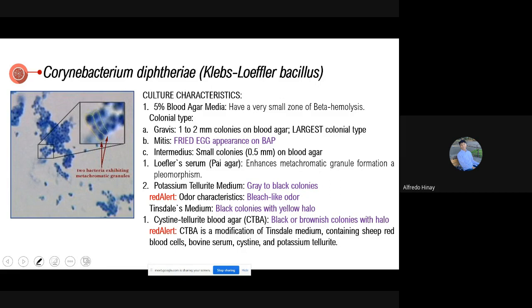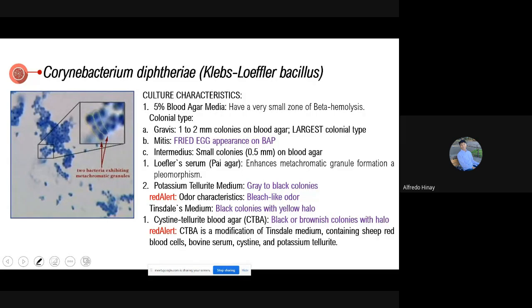Next, you have your Loeffler's serum. Nabanggit ko naman to sa inyo class, Loeffler's agar or Loeffler's serum. Or other name, you have your pie agar. The Loeffler's serum naman class, ang gamit naman natin dito, diba, is your horse serum. It enhances metachromatic granule formation of your pleomorphism. We also have other culture media class to observe the colony of your Corynebacterium diphtheriae.